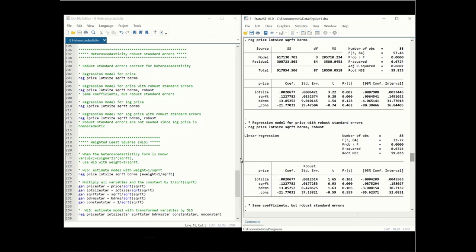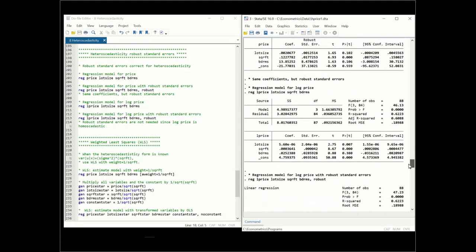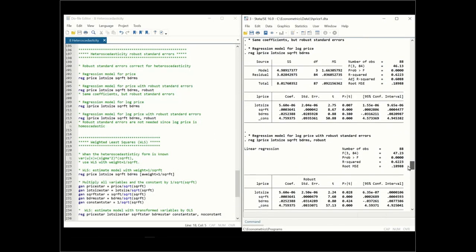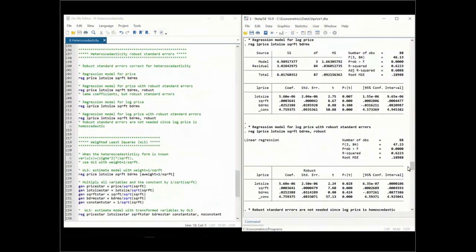So let's go ahead and do the regression for log of price and then the robust standard errors for log of price. Now, we do not have to do this for the log of price because we found the case of homoscedasticity. So this is not necessary for the log of price because of the case of homoscedasticity. But let's see what happens if we actually correct in case when we don't need to. So these are the original coefficients that we have here. And these are actually the robust standard errors.